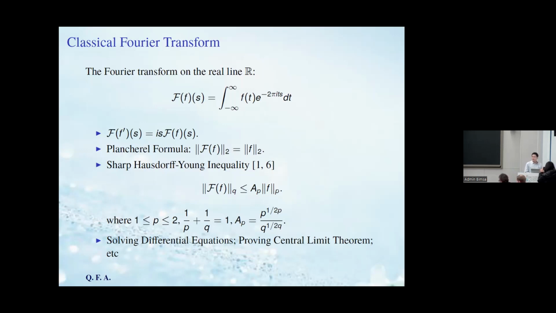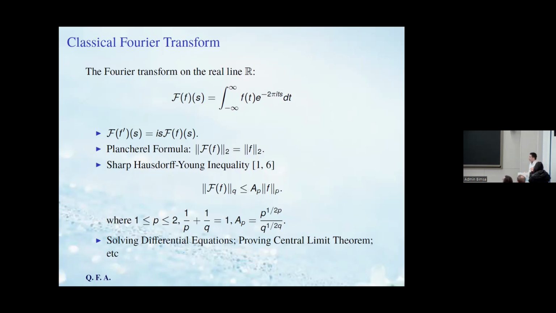And the second one is also very important. It's called the Plancherel formula. It says that the two norm of the Fourier transform is equal to that of the function itself. In classical Fourier analysis, this is very important and it's not easy to prove, because if you just read the definition, f usually should be in L1. That is the difficulty. That is why we should use the Schwartz function.